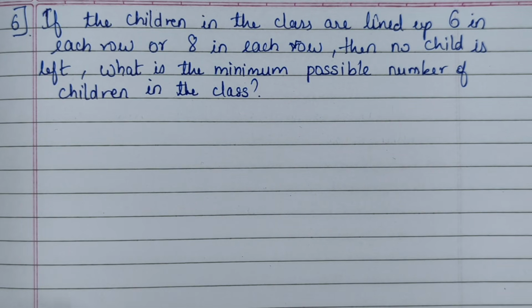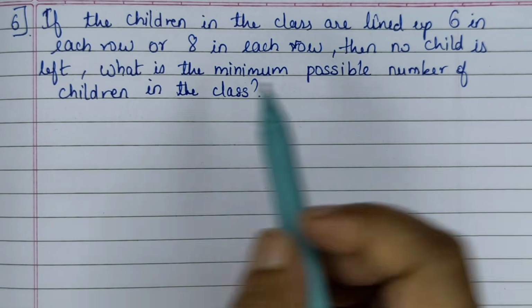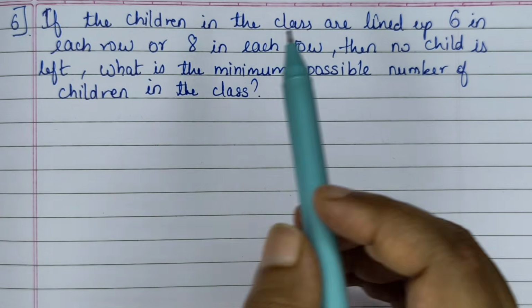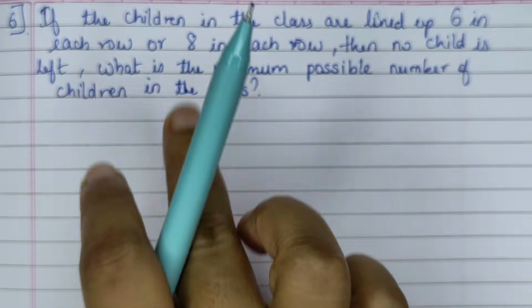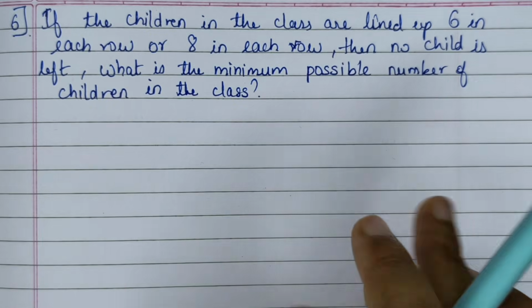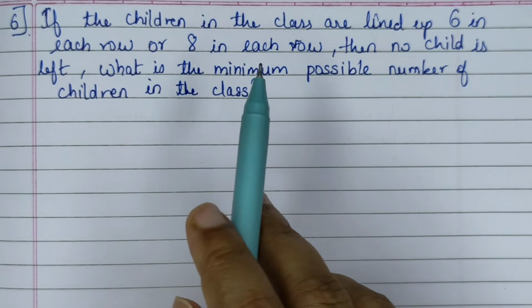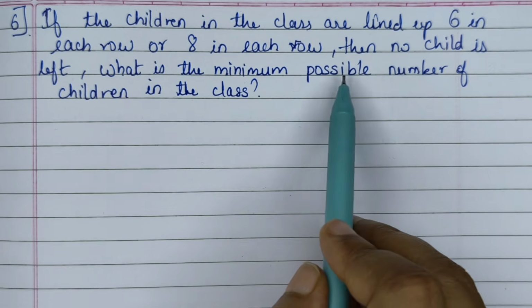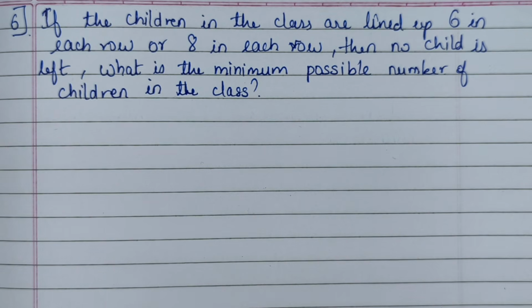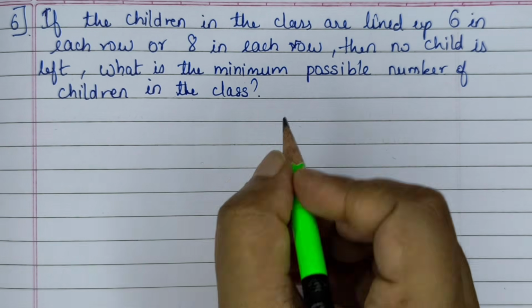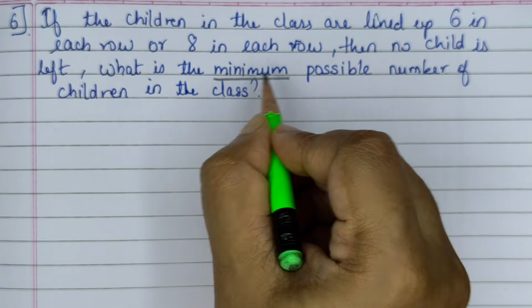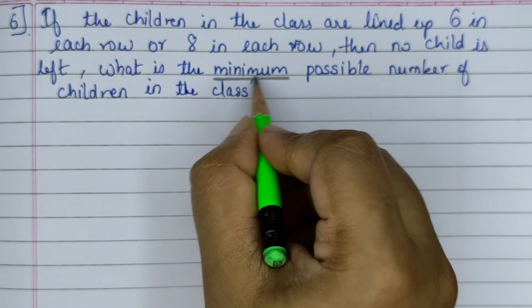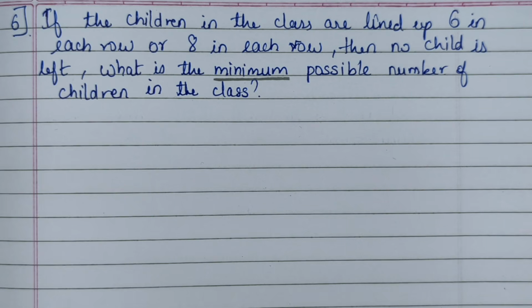Now see the sixth sum. If the children in the class are lined up 6 in each row and 8 in each row, okay, 2 rows are there, 6 in each row and 8 in each row. There is no child left. What is the minimum possible number of children in the class? Again, maximum, I told you maximum is GCD. Minimum is LCM.